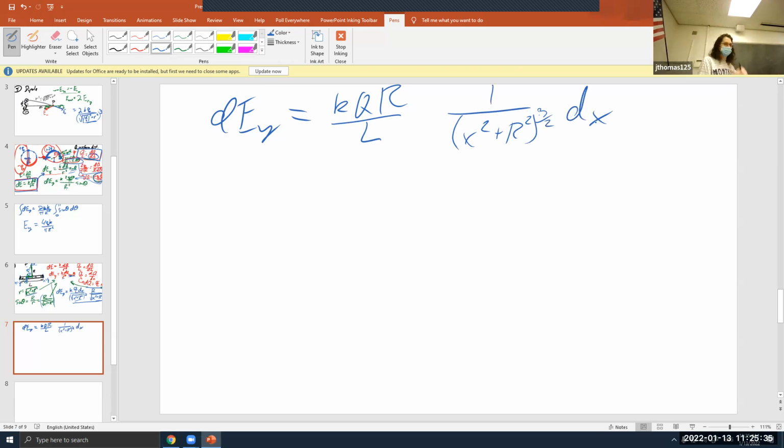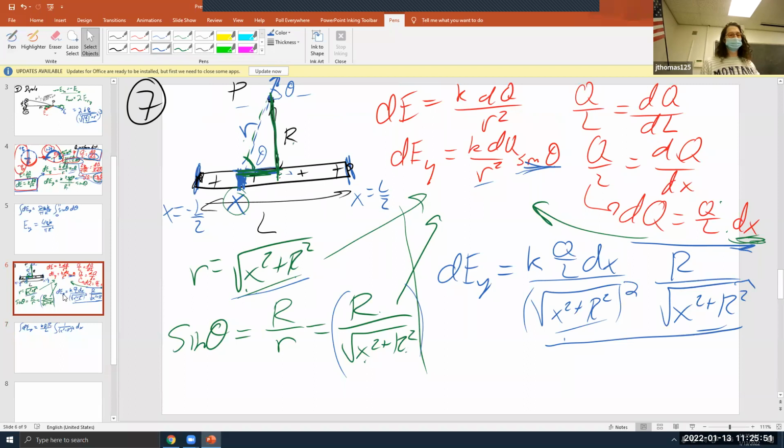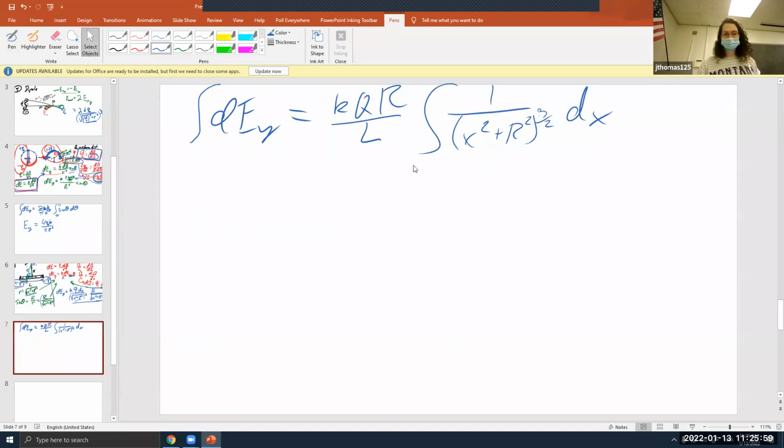Now I have an integral that I want to do. I can go ahead and say that I'm integrating on the left-hand side, it's just a formality. But on the right-hand side, I do need to establish what my limits of integration are. Remember, I'm integrating over x, so I need to look at how I've defined x in my picture. In my picture, I'm integrating over the rod in x from x equals negative L over 2 to x equals L over 2.